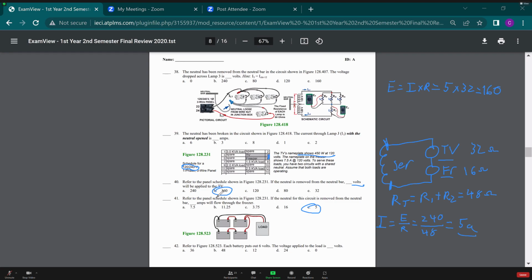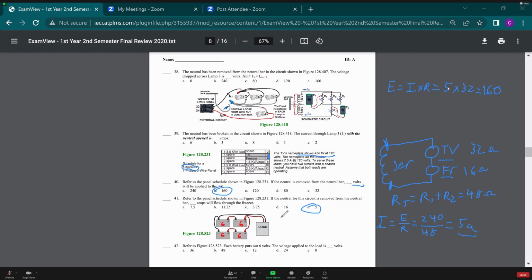Beautiful. Number 42 here, we're going to take a quick look at while we're still on that page. I'm going to keep that math up on the right. Number 42, each battery outputs 6 volts. Voltage supplied to the load is blank volts. Let's write in 6 for each of these. 6 volts on each of the batteries.